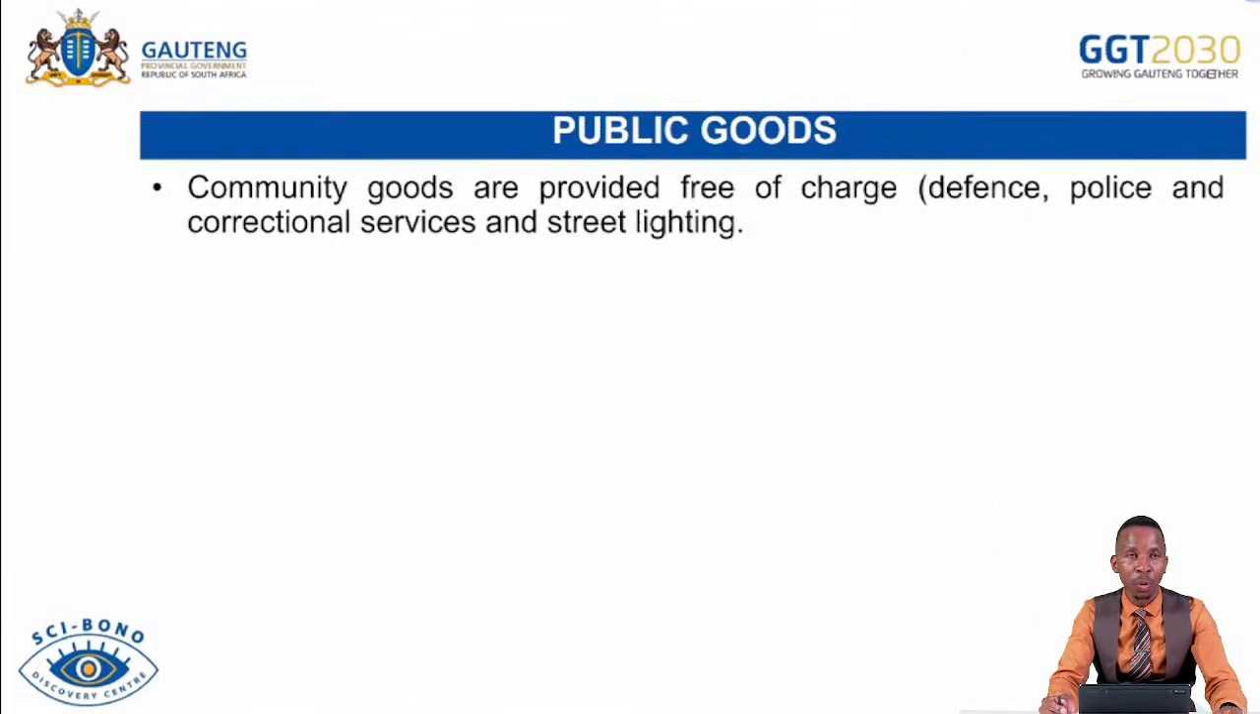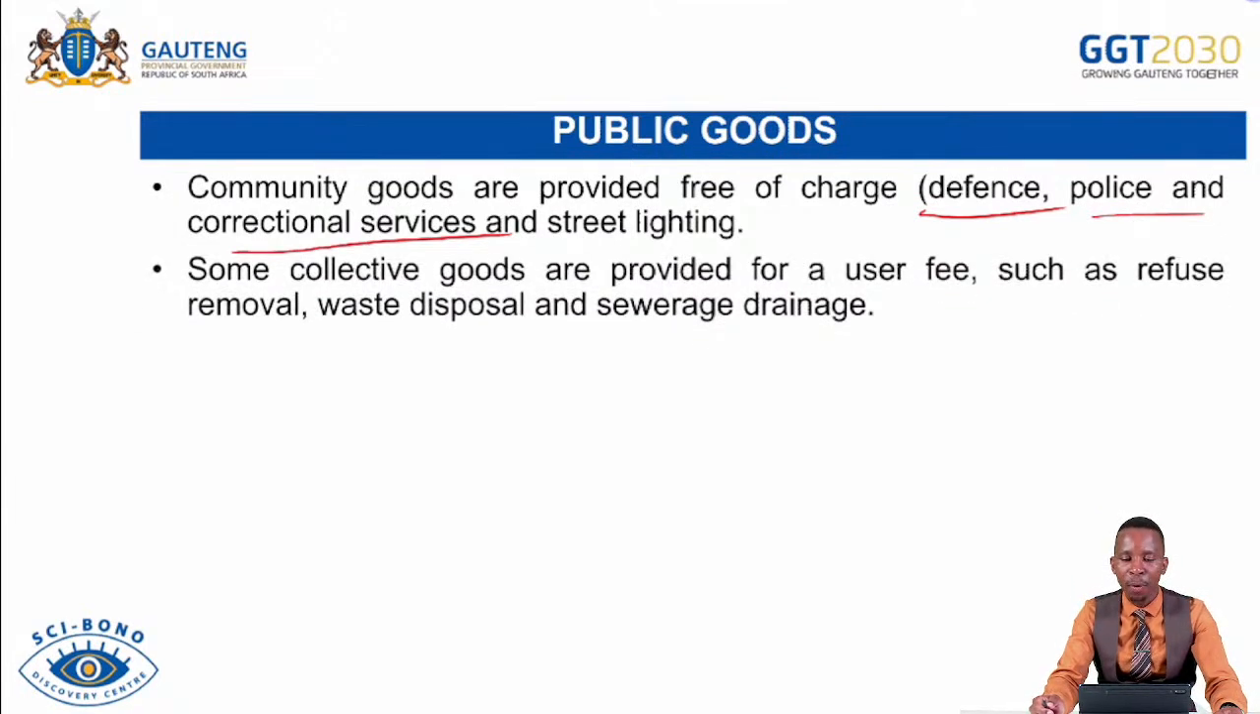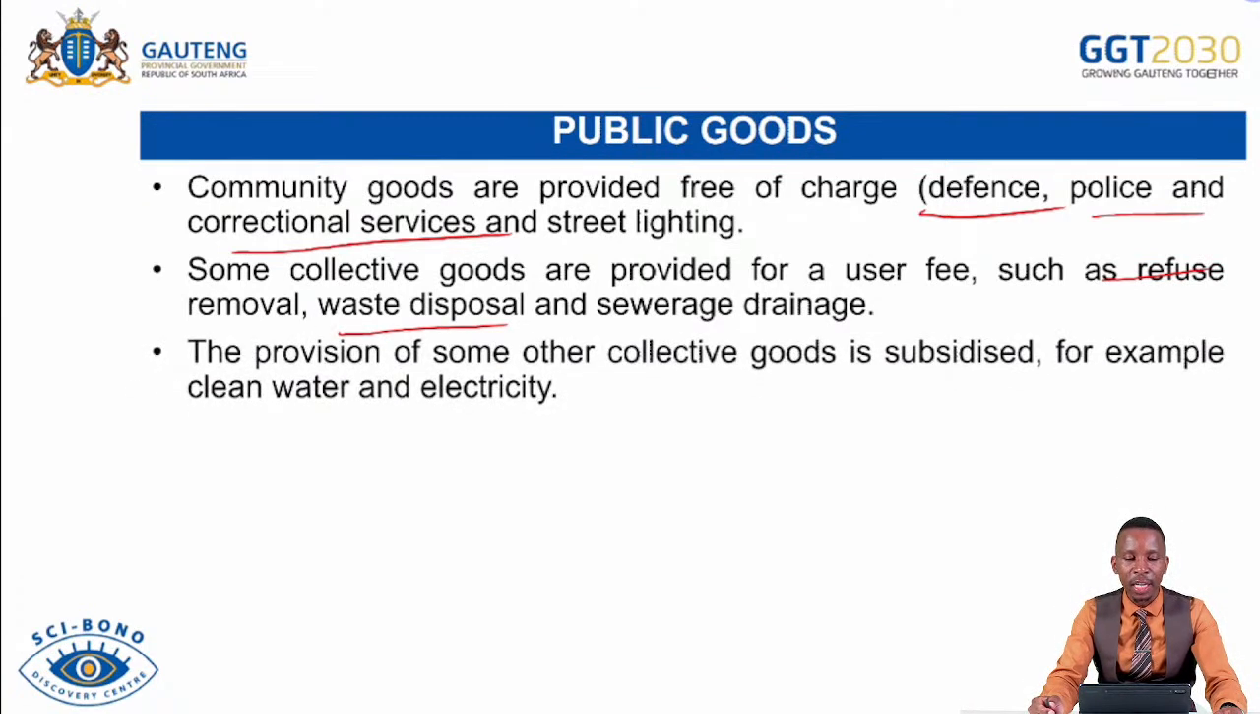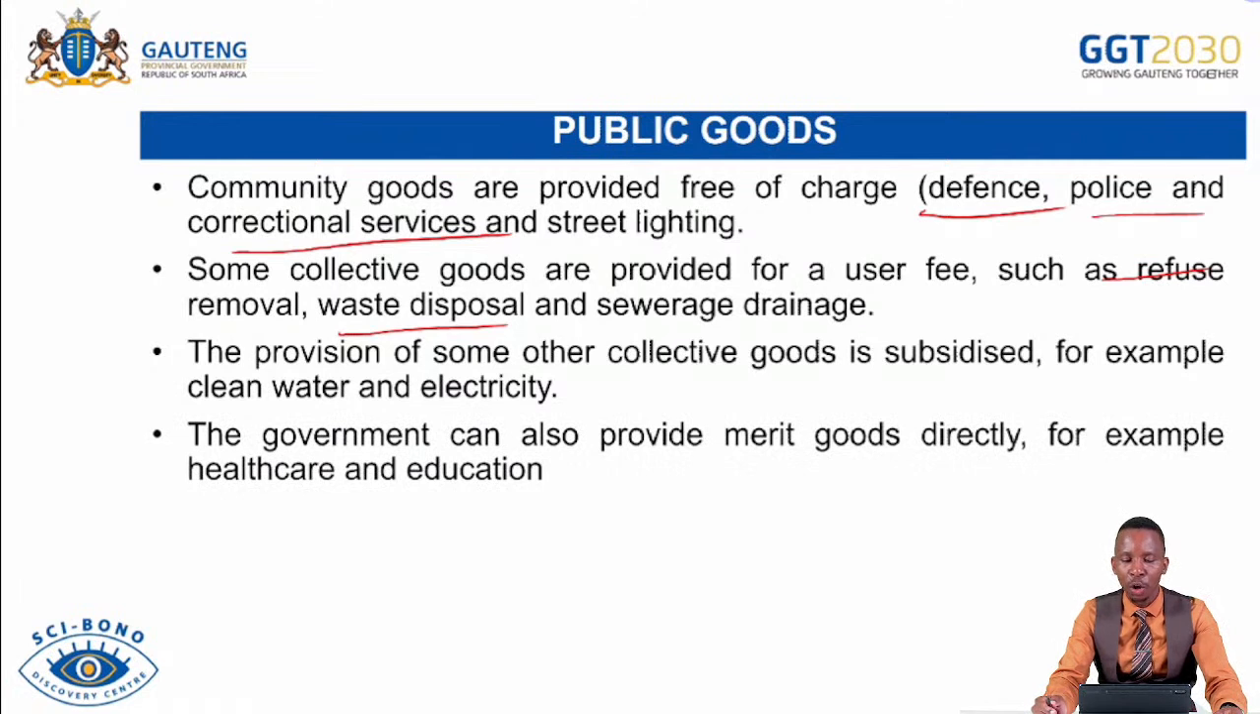We continue with public goods. Community goods are provided free of charge, such as the defense force, police services, correctional services, as well as street lighting, including traffic lights. Some collective goods are provided for a user fee, meaning they are not provided for free, such as refuse removal, waste disposal, and sewage and drainage. And the provision of some other collective goods is subsidized. For example, clean water and electricity are subsidized. The government can also provide merit goods directly. The example can be education and healthcare provided by the government because the market undersupplied them.